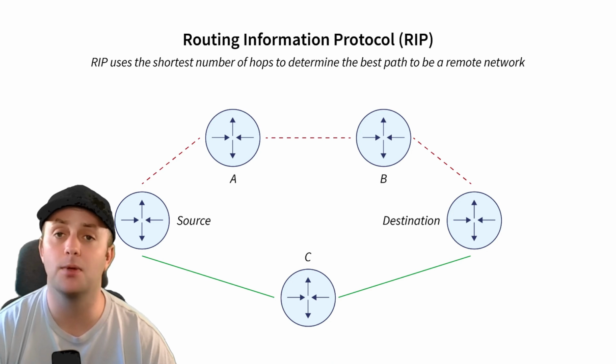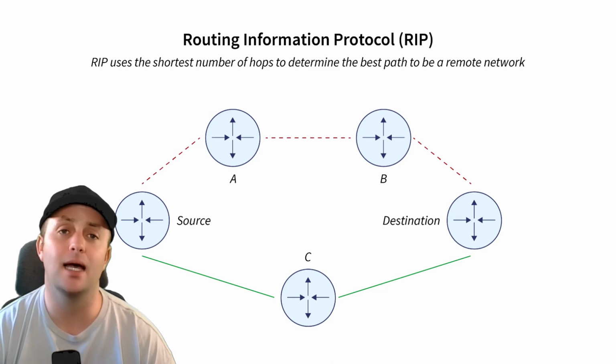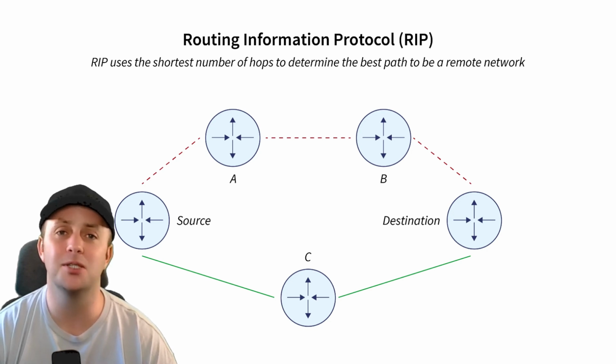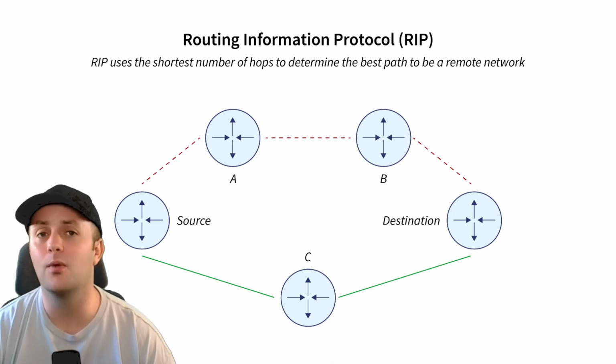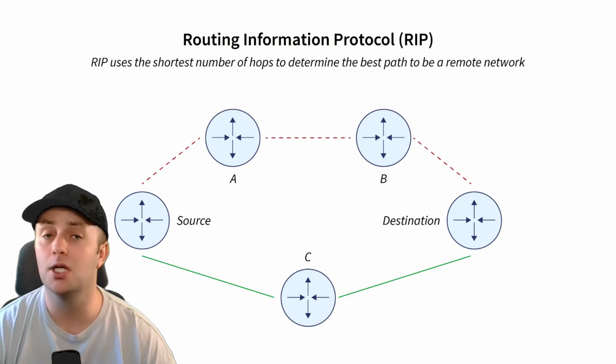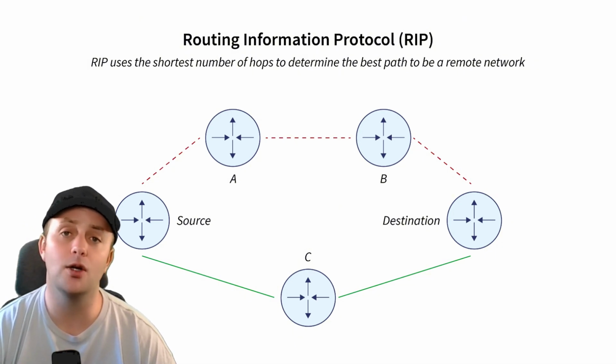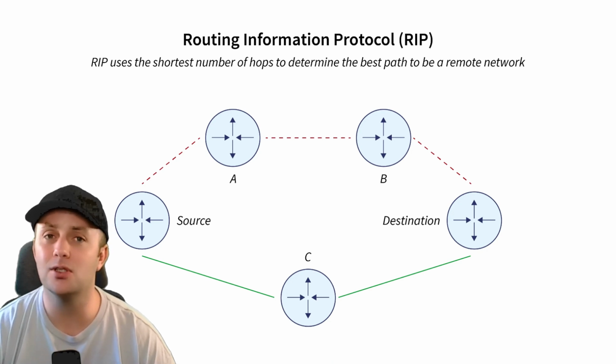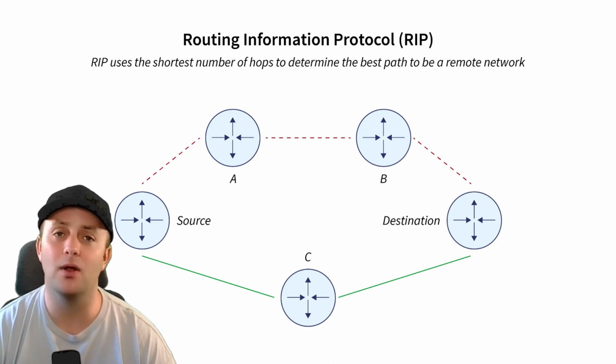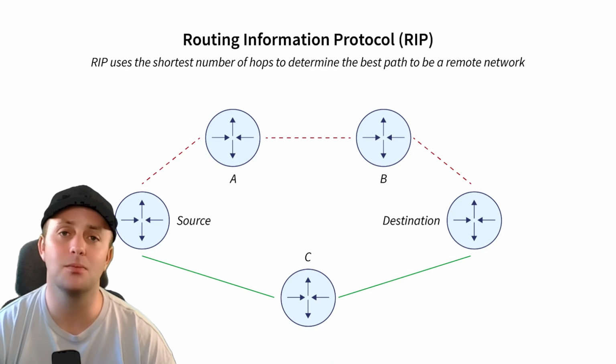It uses a maximum hop count of 15, meaning that if a network is more than 15 hops away, it's considered unreachable. This makes RIP unsuitable for large, complex networks. Additionally, RIP can be slow to converge, meaning that it takes longer to recover from network changes or failures. As a result, RIP is mostly used in small networks where simplicity is more important than speed or scalability.